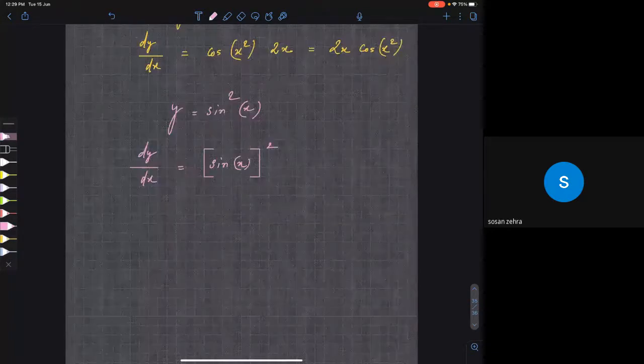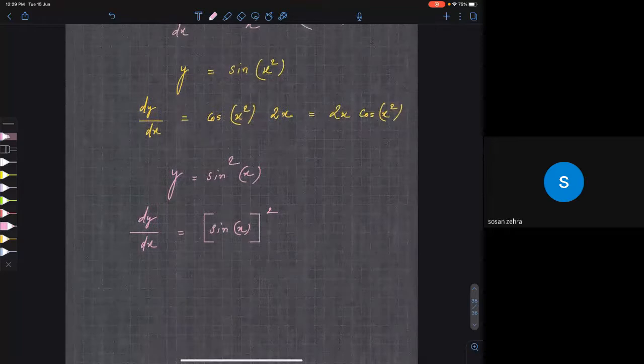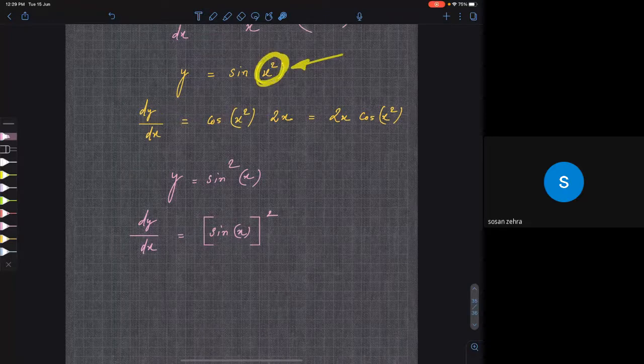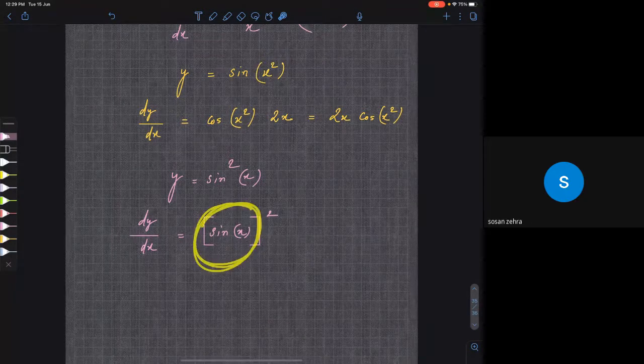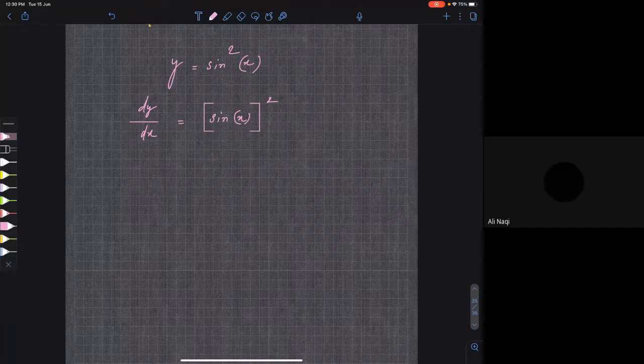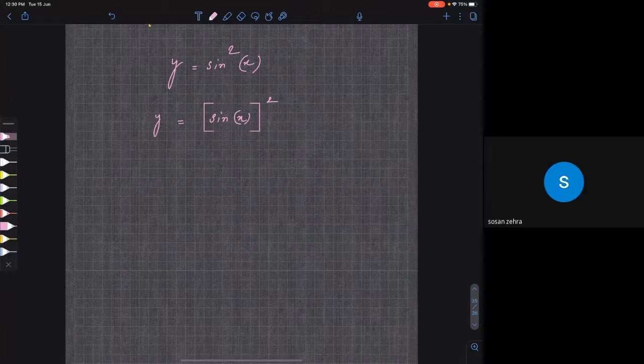So here, what is the function that is outside? Here, sine x is the function that is outside, and x squared is the function that is inside. But here, square is the function that is outside and sine x is the function that is inside. Clear? So when I take the derivative of this, what will I write? 2 sin x. Very good.